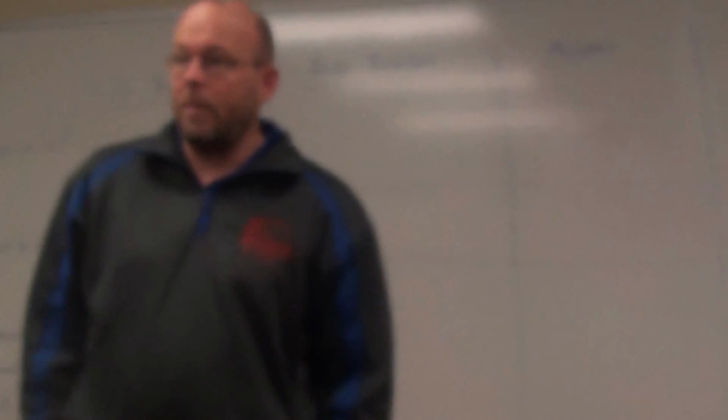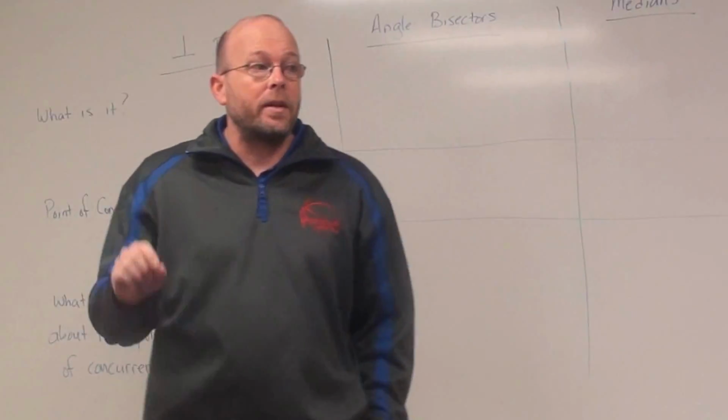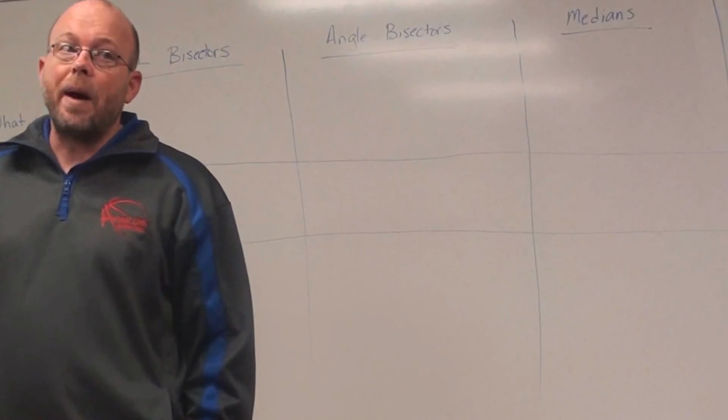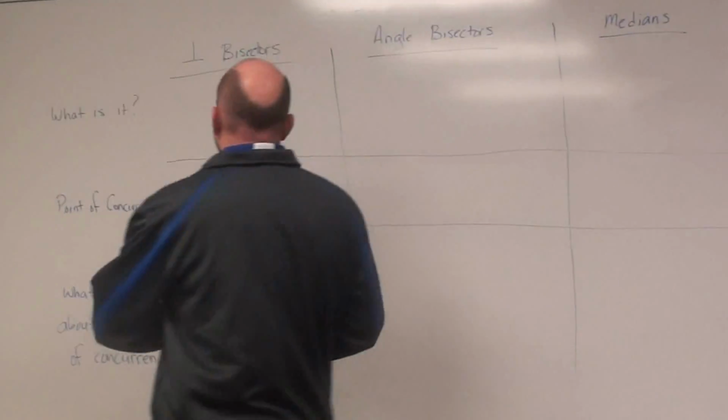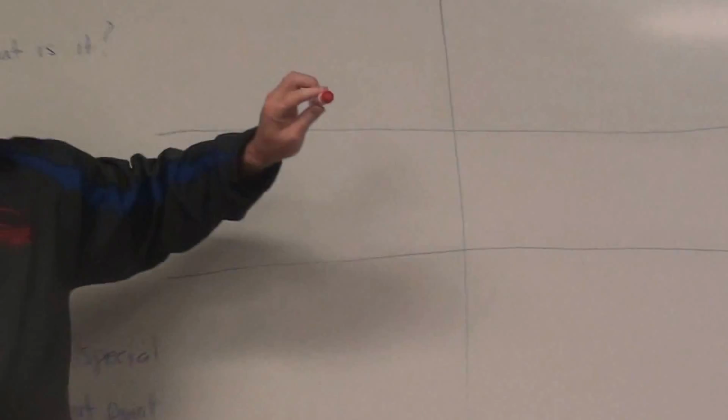Okay, today we're gonna get through lesson 5.4 on medians and altitudes. But before we get too far into 5.4, we have to go back and look at section 5.3, which we spent a couple days on. And if you remember in section 5.3, we were working on perpendicular bisectors and angle bisectors of triangles.